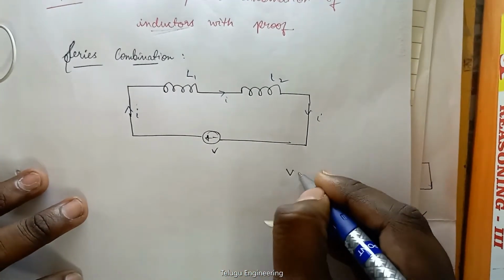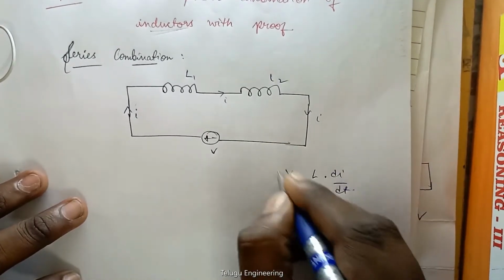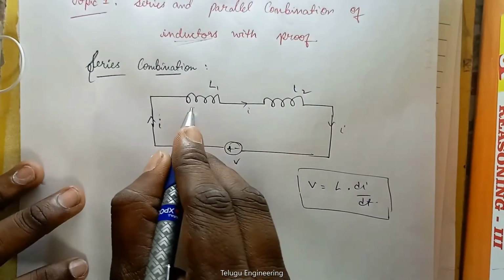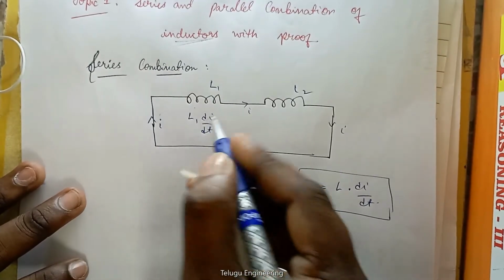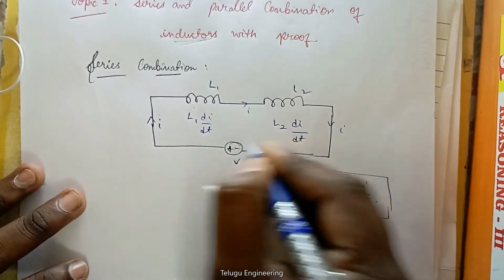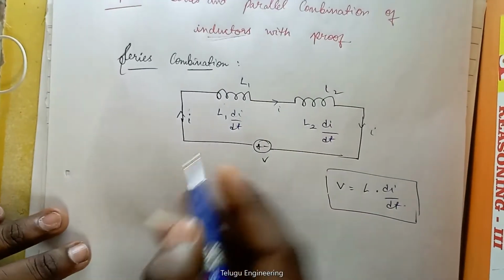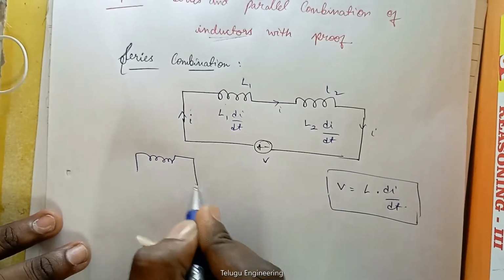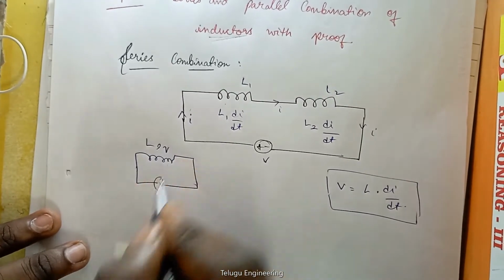We already know the voltage of an inductor is given as L into di by dt, okay. So this is the voltage. In terms of here, how can you write this? You can write it as L1 di by dt. Since the same current is flowing, here it becomes L2 into di by dt, because L1 and L2 are the two different inductors. Next, replace these two inductors by a symbol, equivalent inductance, like this, across the voltage source. So here it becomes L equivalent.